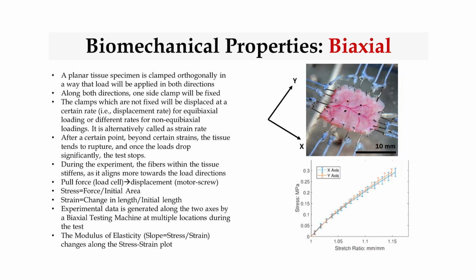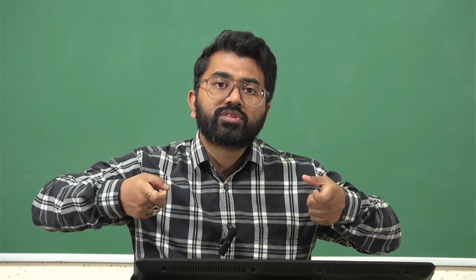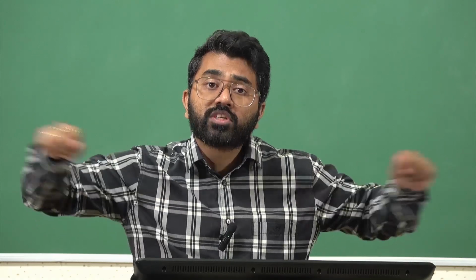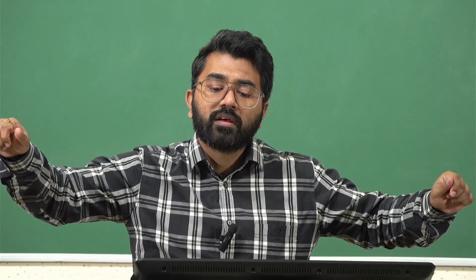One side clamp will be fixed. The clamps which are not fixed will be displaced at a certain rate, right? So what you're seeing here in the figure is a soft tissue, most likely from the brain. It is very difficult to clamp with the system, so there are certain hooks which have been placed which are further attached to the clamp.